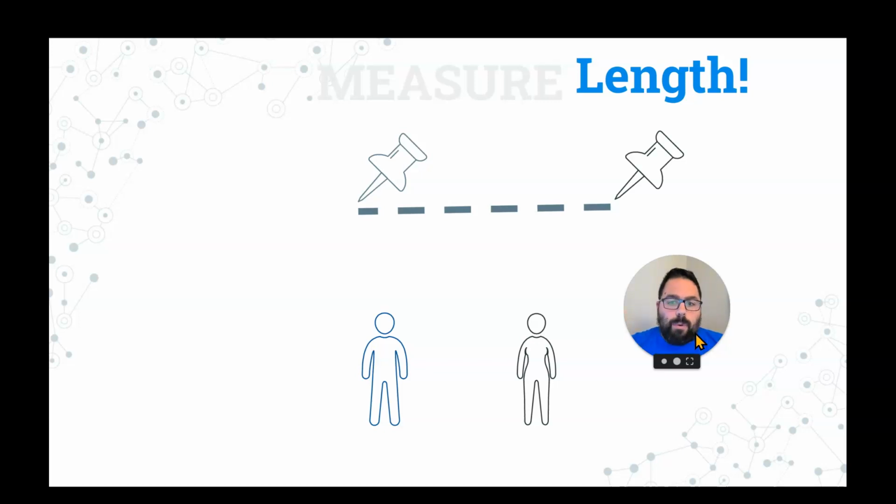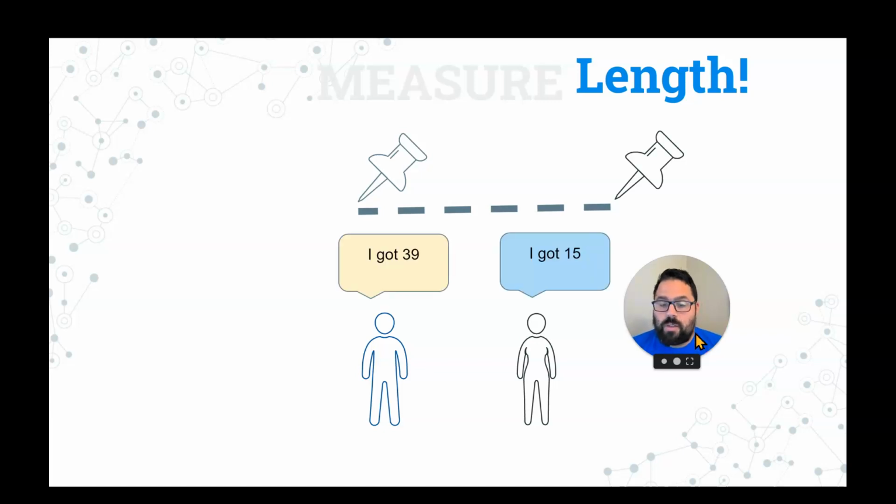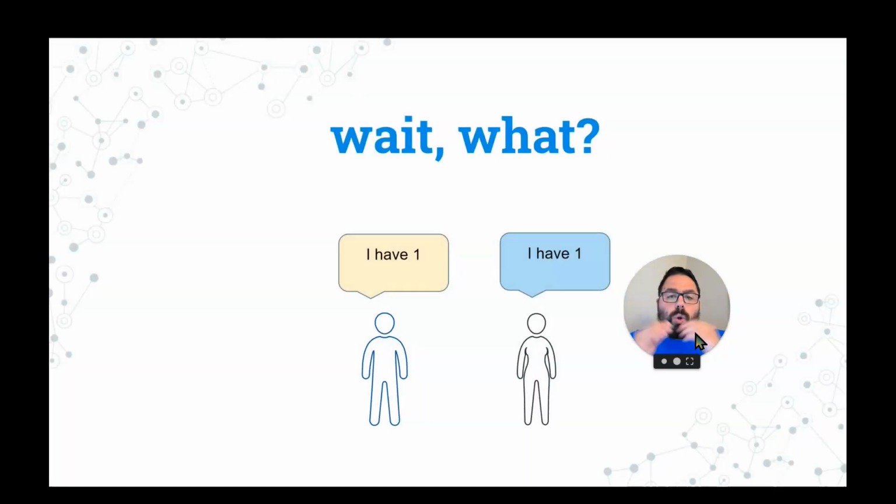And if we ask both of these people, what is this length? You might get different answers. So yellow says, I got 39. Blue says, I have 15. So your first question should be what? Like, how is that possible? How can one person say the exact same object is 39 and the other person say it's 15? So we have to be careful.